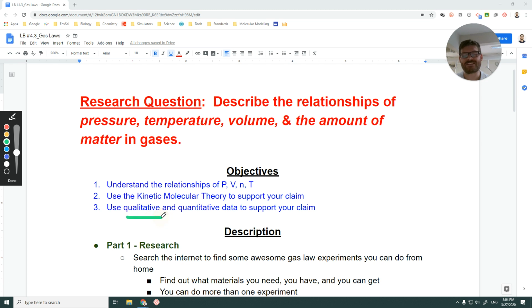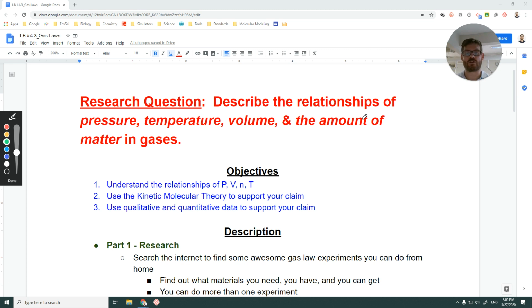If you don't remember, qualitative data are just things that you describe with your senses. Something you saw or smelled. Perhaps, since we are dealing with gases here, it could be that it got hotter, it got bigger, the pressure increased. Quantitative data is about numbers, measurements that you took, calculations perhaps that you made. The mass decreased by 4 grams, the volume increased by 1 liter, something like that. So I want you to have both qualitative and quantitative data that you're going to collect along the way to support your claim, your claim about this relationship up here.